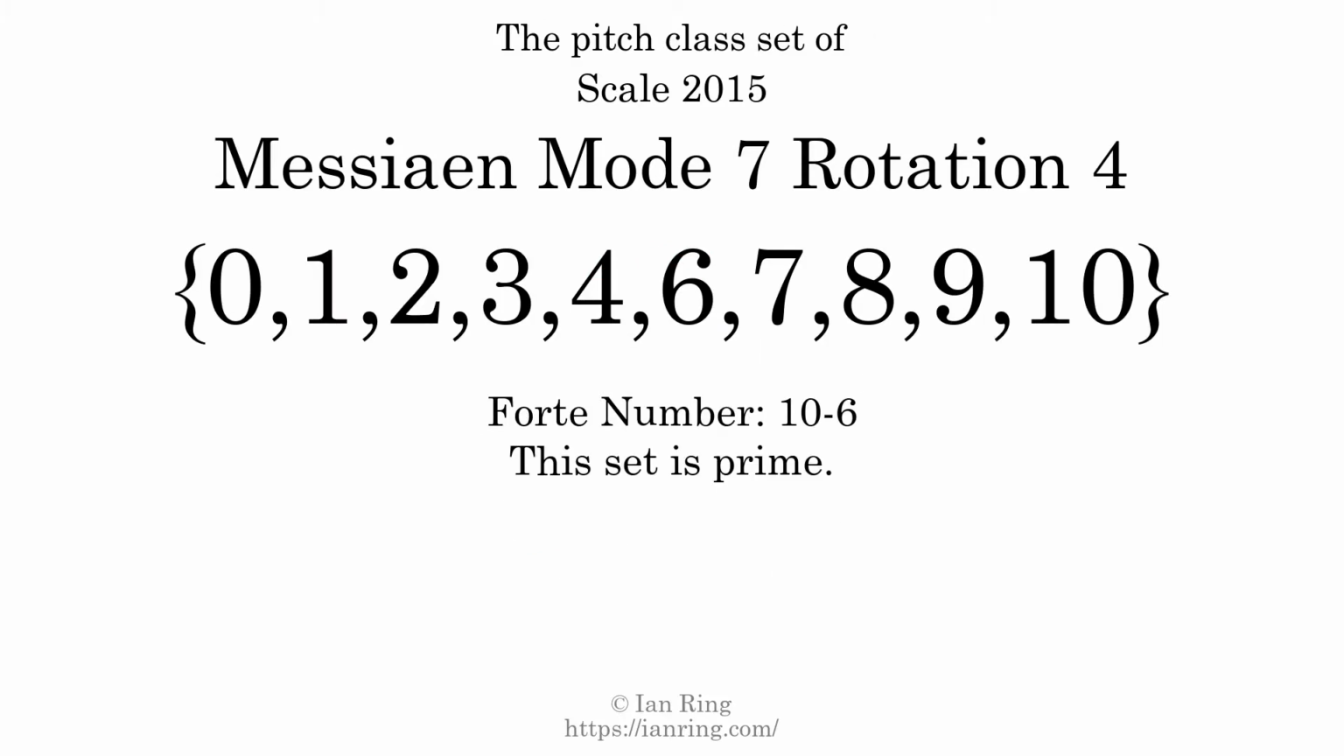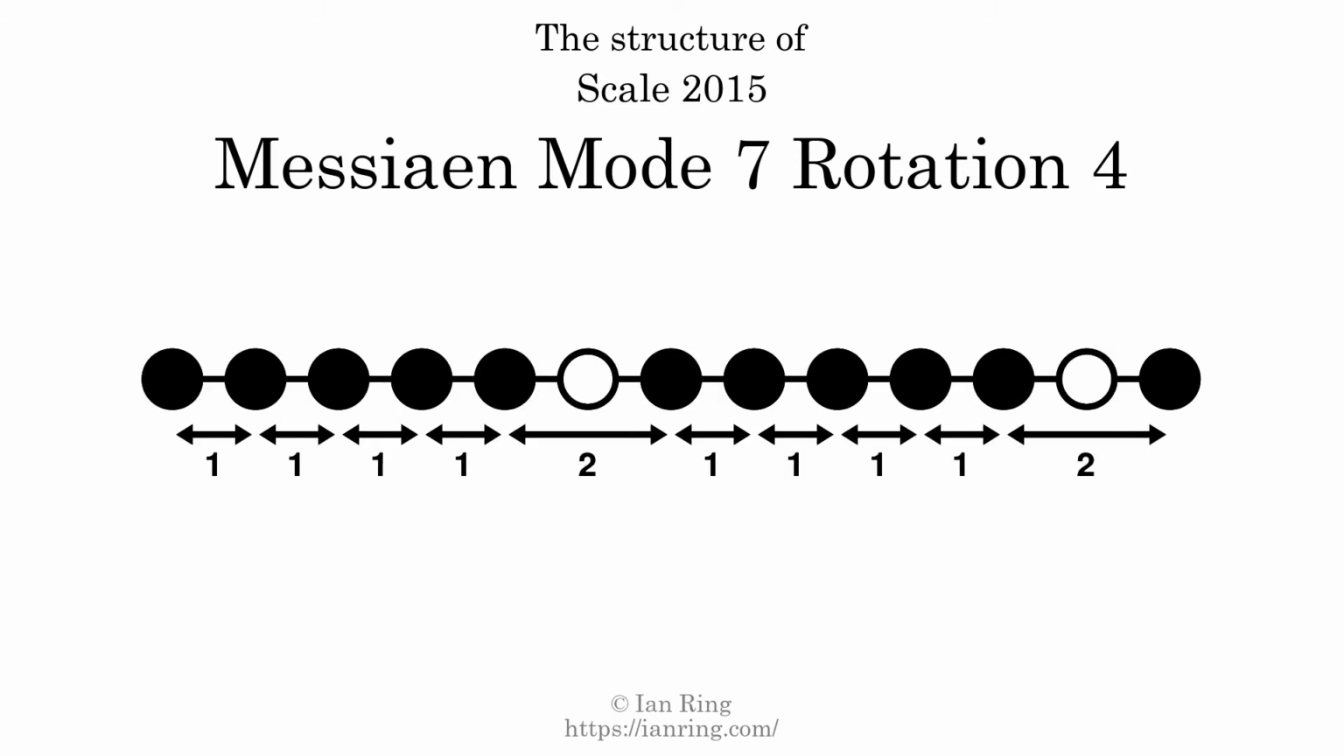The pitch class set for this scale is 0, 1, 2, 3, 4, 6, 7, 8, 9, 10. The forte class is 10-6. This set is prime. The structure of a scale is a description of the interval distance between each successive tone. This scale has a structure of 1 1 1 1 2 1 1 1 1 2.